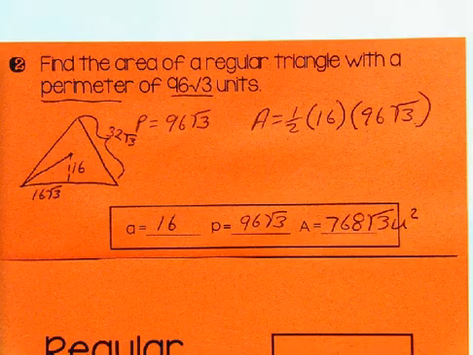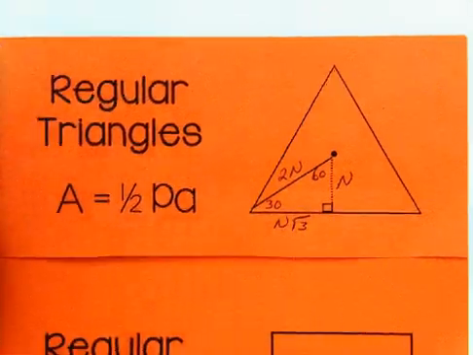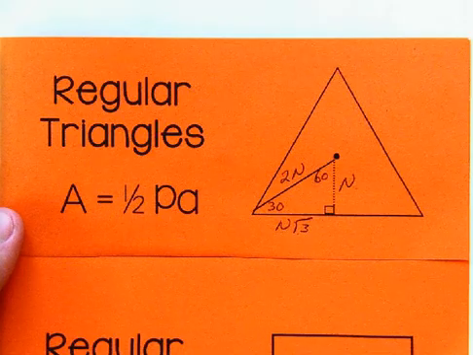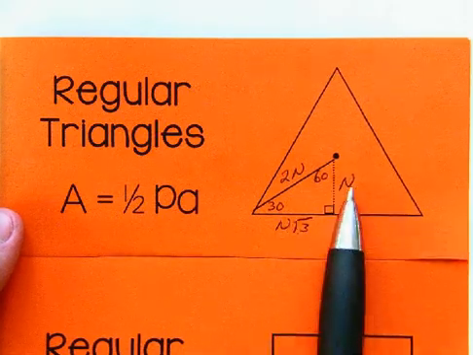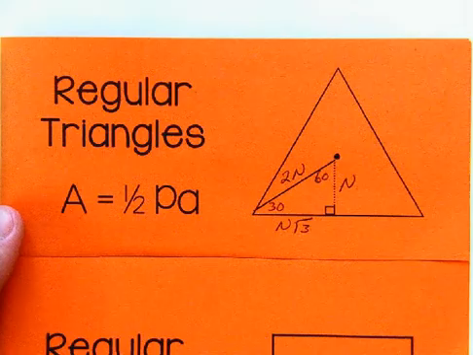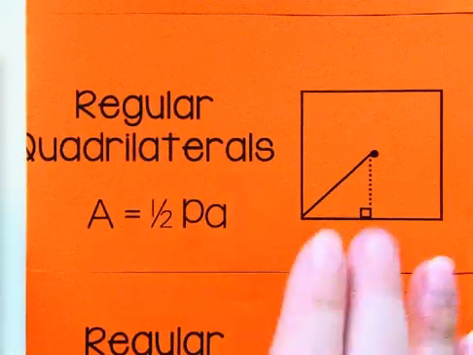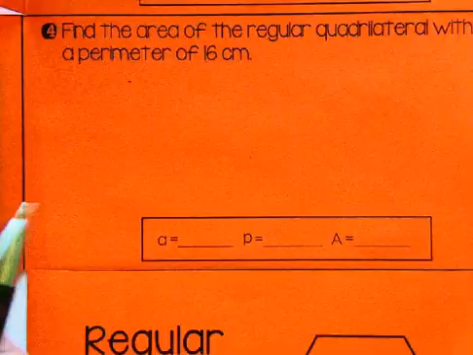Okay, so those are for our equilateral triangles. Really important to have this piece on the front so that you can refer back to that as you're working through trying to find side lengths, apothems, or radii. Okay, let's move on to the quadrilateral or square. So same formula.